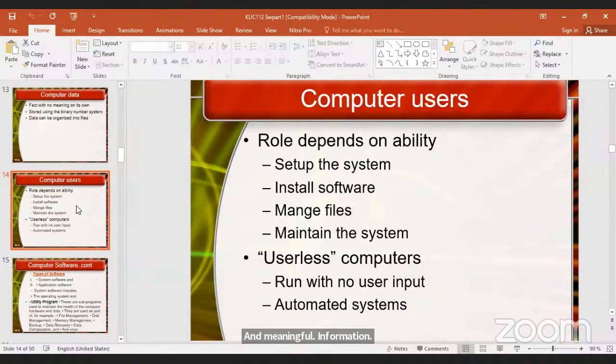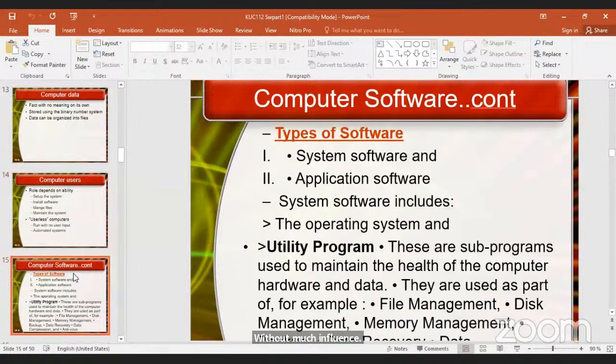Although we have some computers that are programmed to run on their own without much influence or interactivity with the users. So we have the system software and application software.